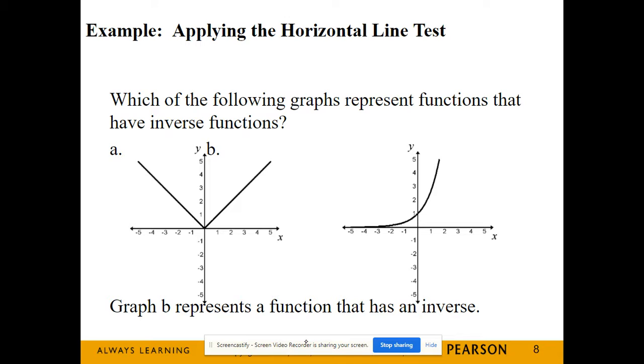Does it touch the function more than once? A horizontal line would absolutely touch that first function more than once. So it's not a function. A horizontal line will only ever touch the second function once. So B has an inverse, A does not have an inverse.